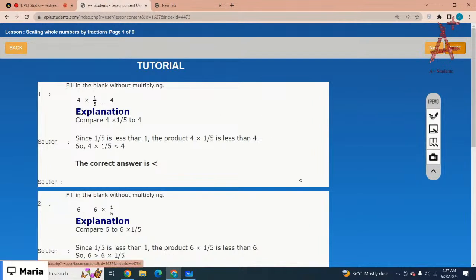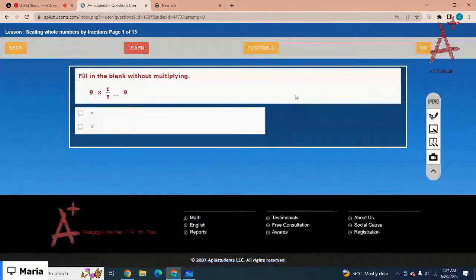Let's just start with the test questions. Okay, 9 times 1/3. Just look at the 1/3. 1/3 is less than 1. Got it? So if you multiply by a number that is less than 1, the product is a smaller number. 9 times 1/3 would be less than 9. Got it? Because 1/3 is less than 1, when you multiply 9 by 1/3, it would be smaller than 9. So 9 times 1/3 is less than 9. Got it?